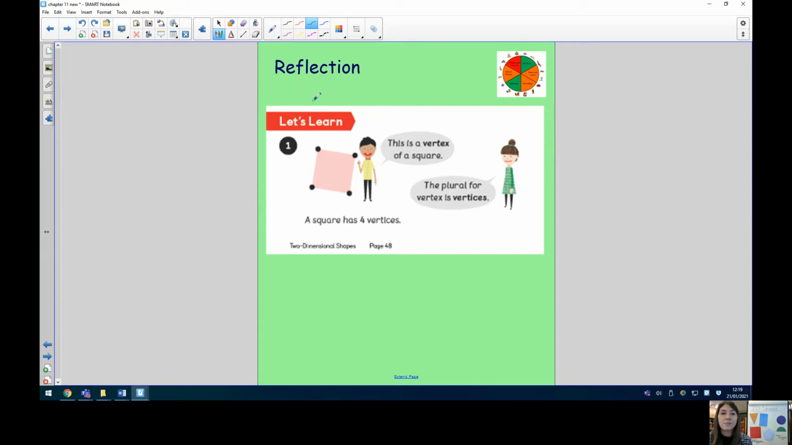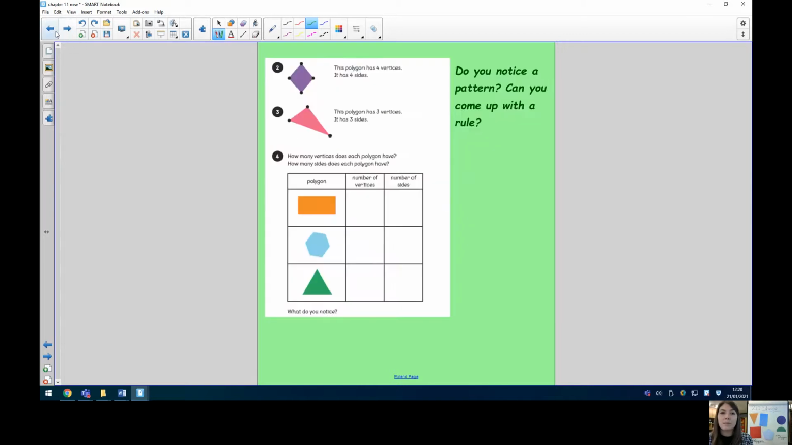Let's take a closer look at vertices. Now, here we have got a child telling us that this is a vertex of a square. And then we have Emma telling us the plural for vertex is vertices. So when we are looking at just one of those corners, we call it a vertex. When we look at more than one, they are called vertices. We've learnt about singular words and plurals already during our home learning time. So looking at one vertex, more than one vertices. So the square has 4 vertices all together.